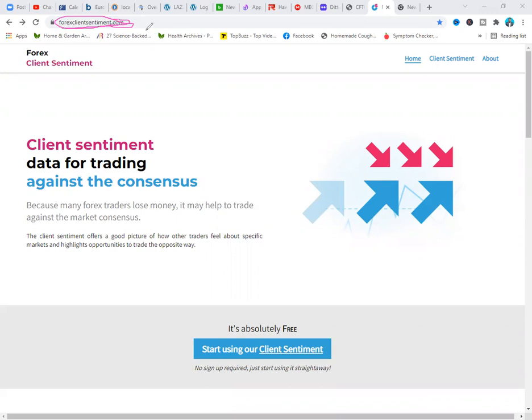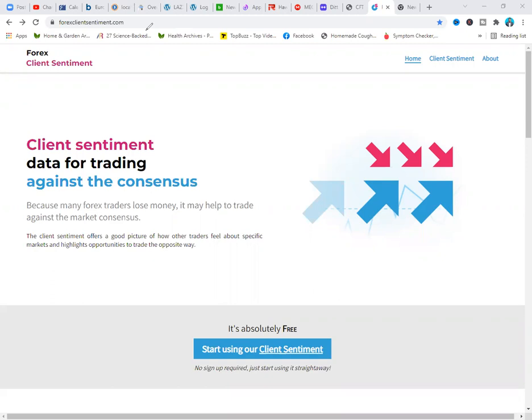All right, good. So forexclientsentiment.com provides us with data on traders' positions in the market. In part 26, we talked about what sentiment is, and it has to do with traders' perception or position in the Forex market. So just go to part 26 in case you do not understand what sentiment is all about, build up your knowledge from there, and then come to part 27.